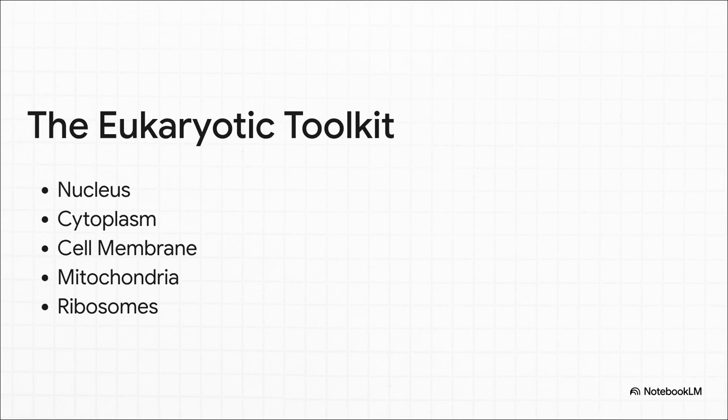You've got the nucleus, that's the brain of the operation. The cytoplasm, which is the jelly-like stuff filling the cell. The cell membrane, which acts as the gatekeeper. Then you have the mitochondria, the power plants, and the ribosomes, which are these tiny little protein factories. Let's take a closer look at a few of these key players.